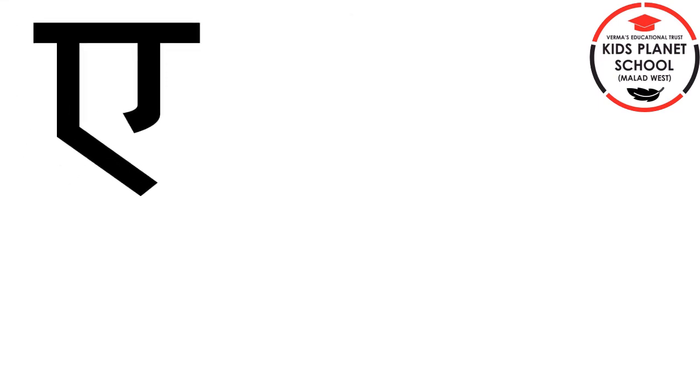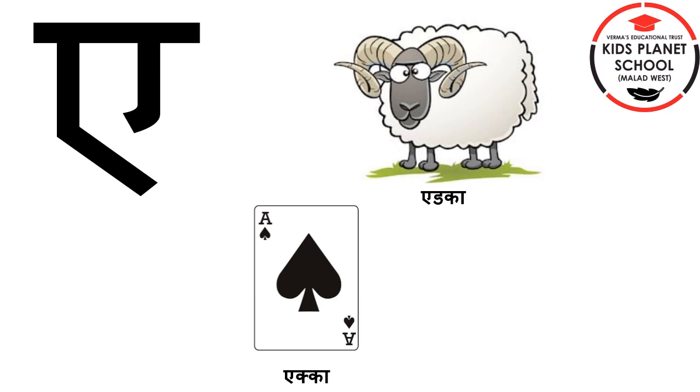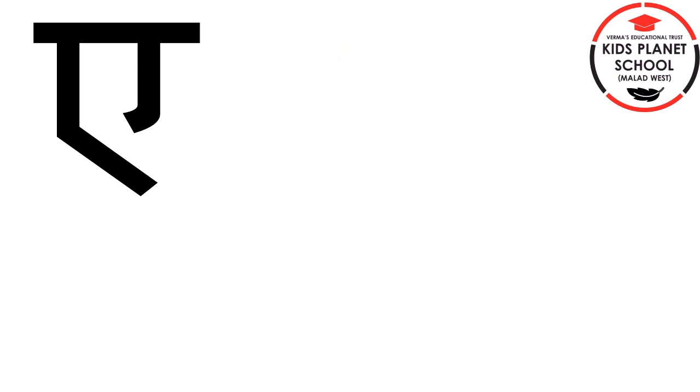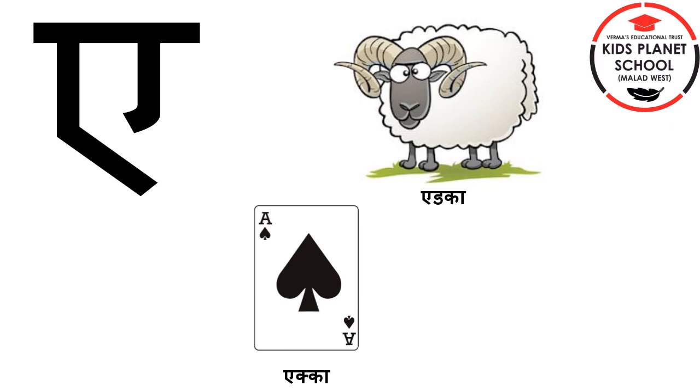A. Children, this is A. Repeat after me. A. A Edka. A Ekka. A Ek. Which letter is this, children? A. Repeat again. A. A Edka. A Ekka. A Ek.